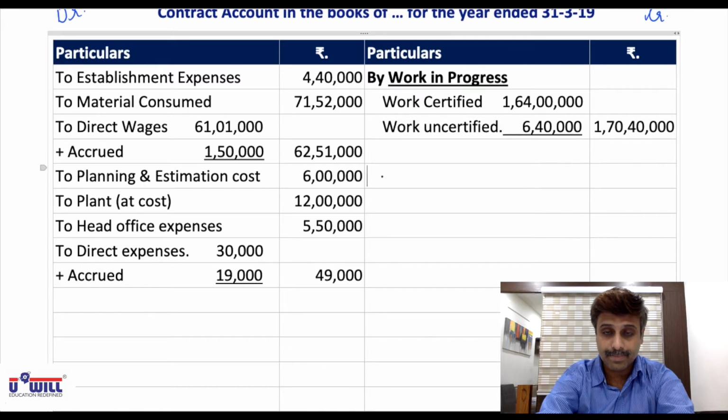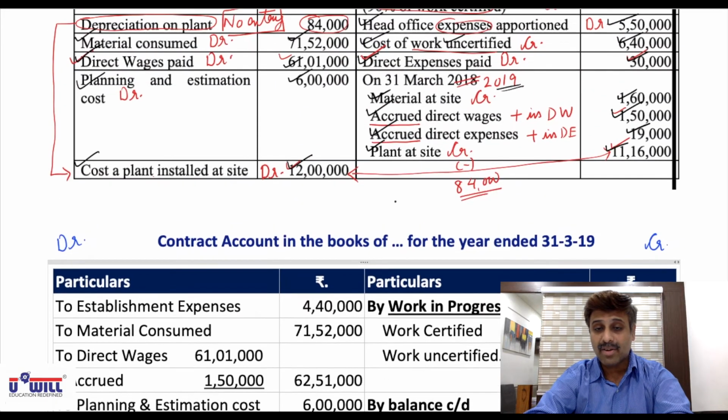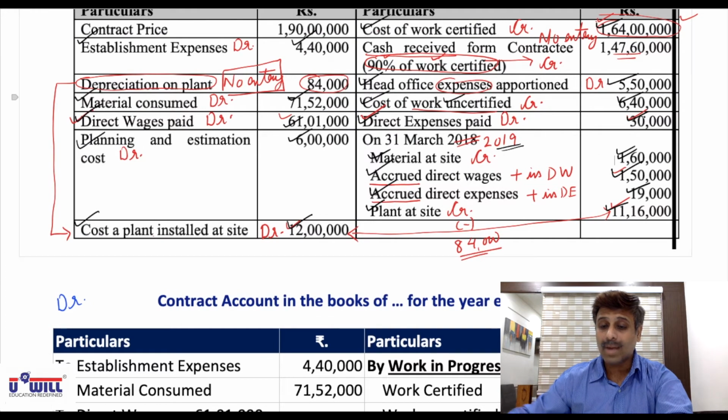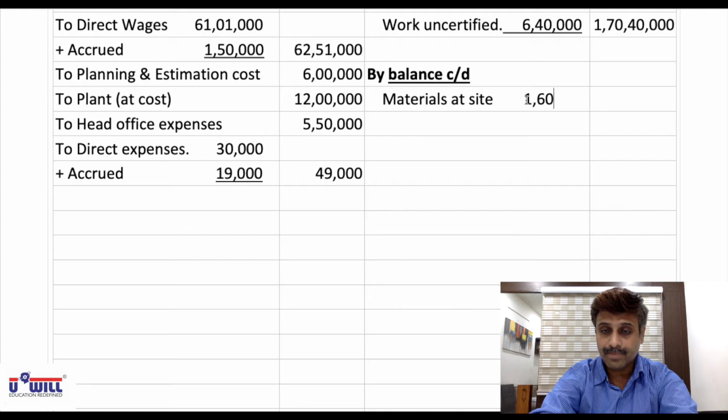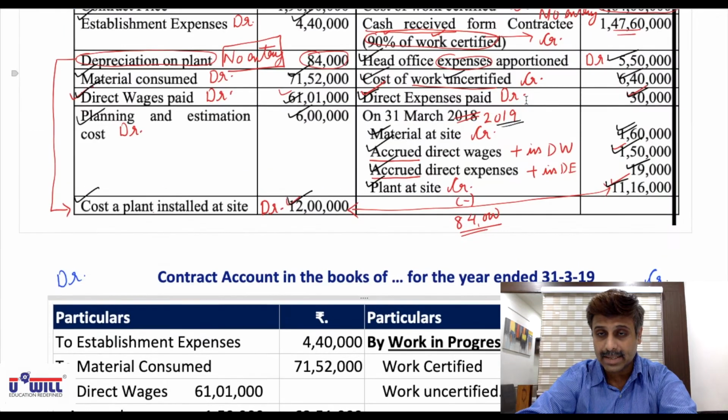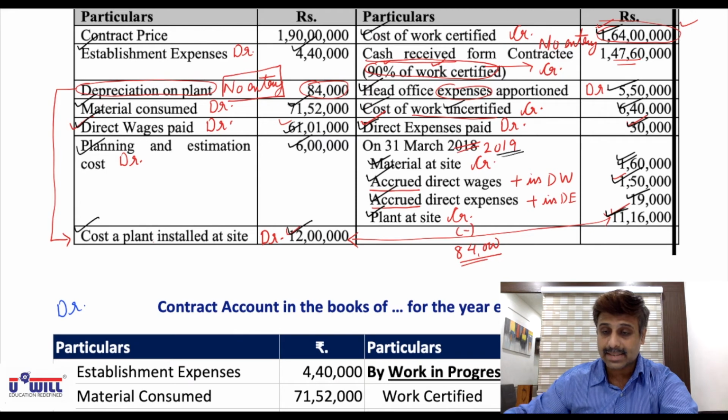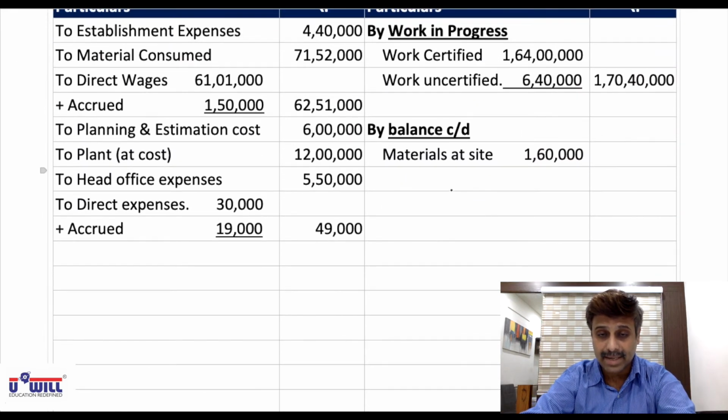By balance carried down, closing balance, so all of you write it as balance carried down. In balance carried down, two things will come. One is materials at site. So what is the value of materials at site? 1,60,000. Okay, materials at site is 1,60,000. And then after materials at site, plant at site is 11,16,000. Okay, closing value of plant at site is 11,16,000.